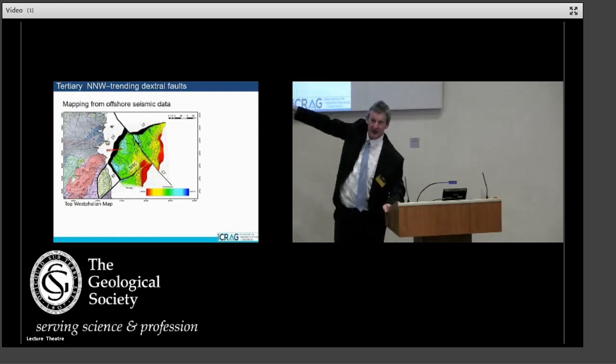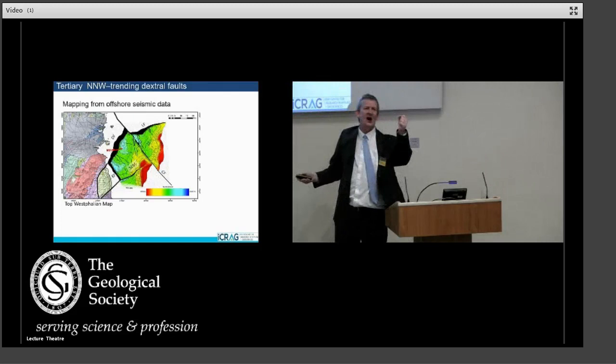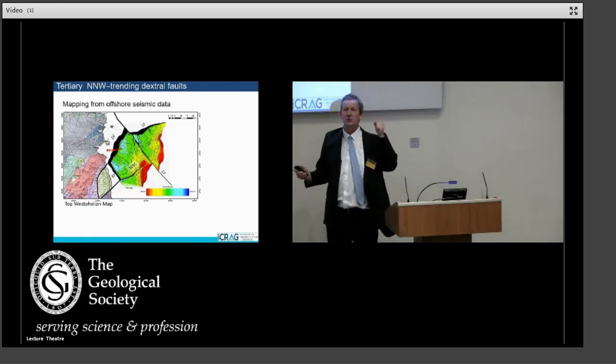These faults here are big normal faults, most likely Carboniferous. This is a top Westphalian map. 5 to 6 kilometer displacement. These are whoppers.